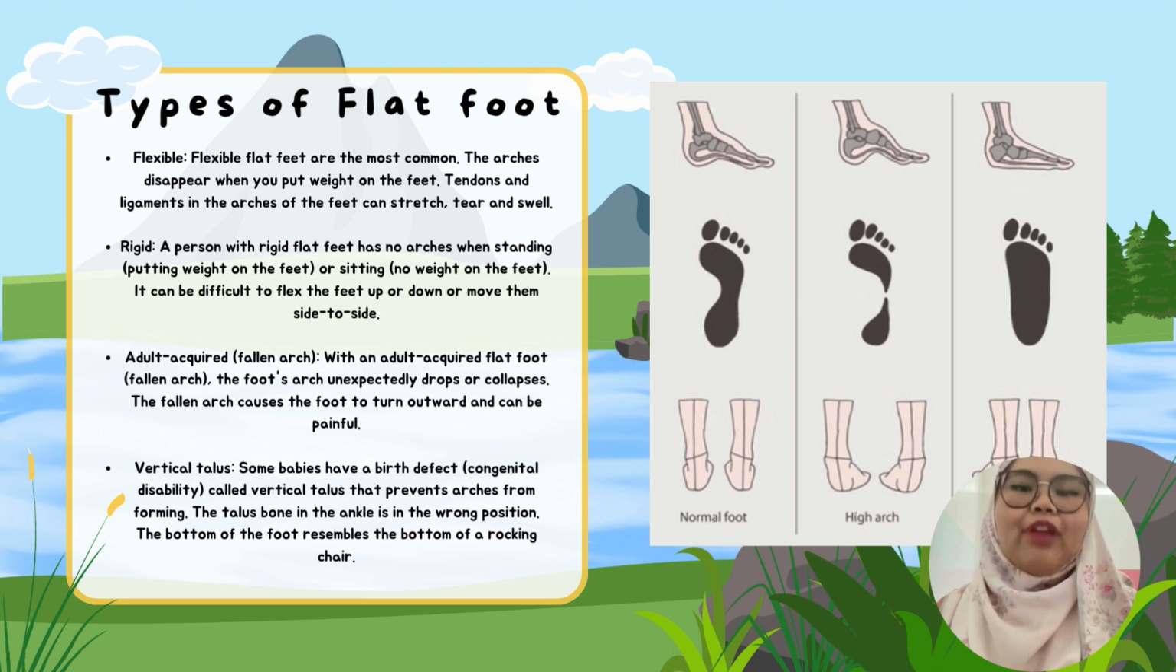So the types of flat foot include flexible, the first one. Flexible flat foot is the most common. You can see the arches in the feet when you are sitting, and the arches disappear when you put weight on the feet. Flexible flat foot comes on during childhood or the teen years. It affects both feet and gradually gets worse with age. Tendons and ligaments in the arches of the feet can stretch, tear, and swell.